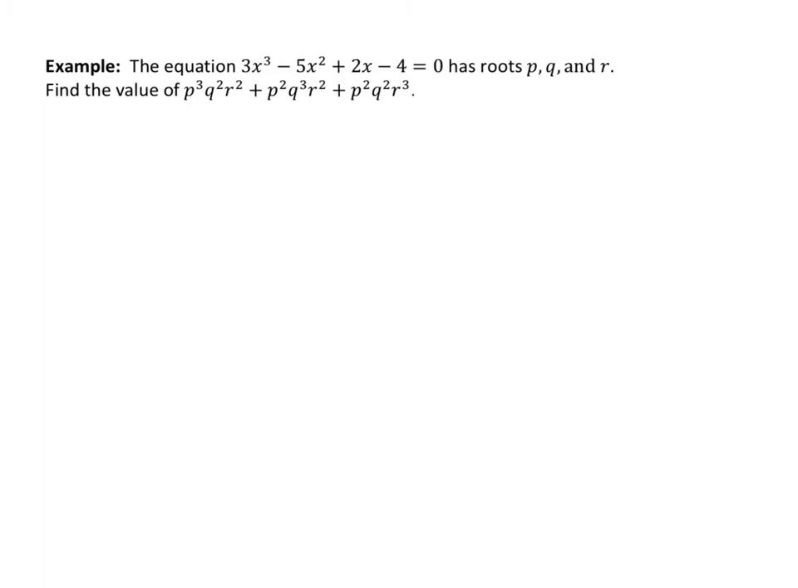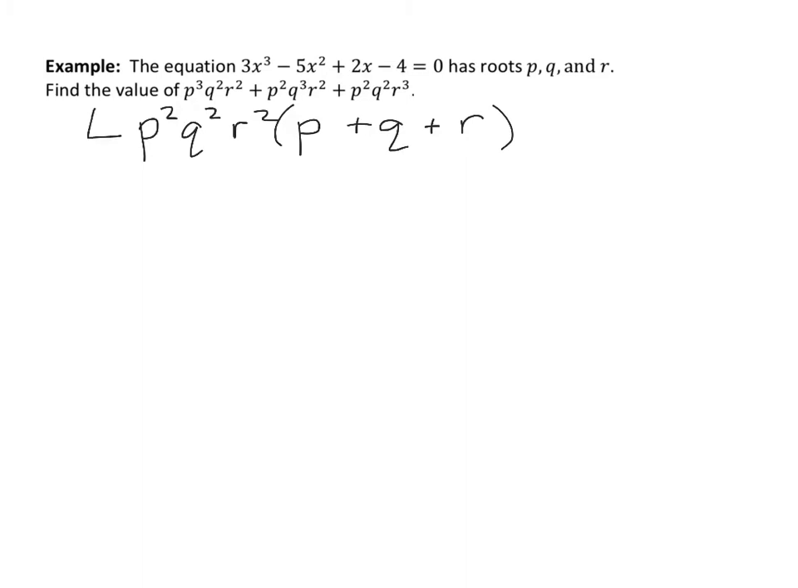So as you look at this, do you notice anything in common? Do you see anything that we can maybe work with? Maybe you notice that there are some common factors here. All of them have 2 powers of all 3 of the roots. So maybe I could factor that out. If I factored out p squared, q squared, r squared, what would be left? The first term would only have p, the second term would only have q, and the last term would only have r.